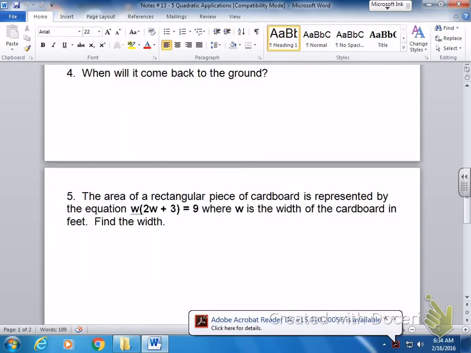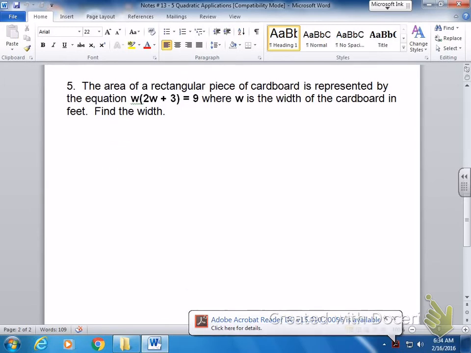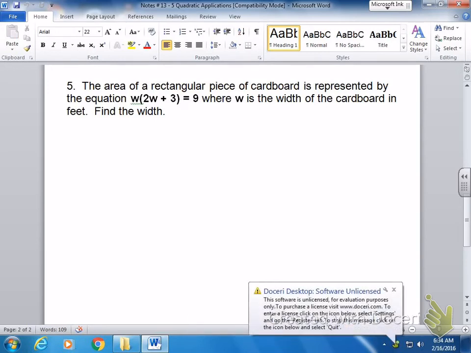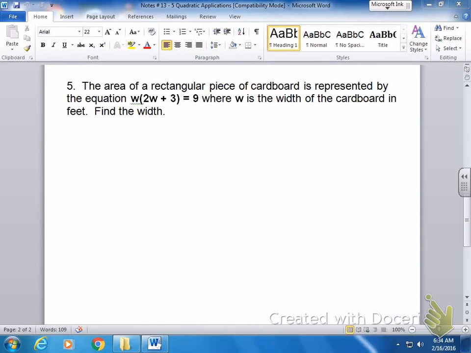Number 5. The area of a rectangular piece of cardboard is represented by the equation W times 2W plus 3 equals 9, where W is the width of the cardboard in feet. It says find the width. So we've been using quadratics, and it gave us an equation here, so maybe if we factor or distribute our W, we can see what we can do.